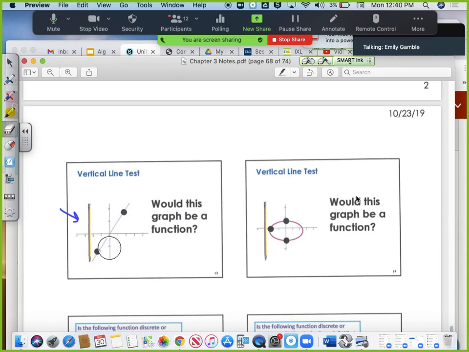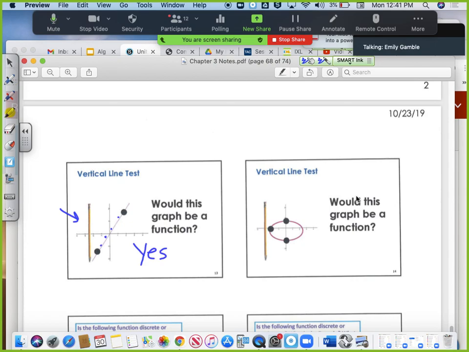So looking at this here, would this line be a function? Yes. Because anytime you're taking your pencil and moving it from left to right, you will only cross through one point on every vertical line that you make because this is just a straight line.